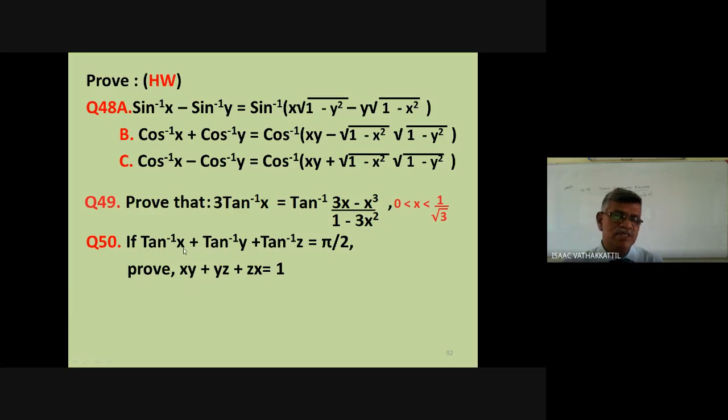What happens if a plus b plus c equal to pi by 2? When a plus b plus c equal to pi by 2, you get a plus b equal to pi by 2 minus c. Take tan of both sides. Tan of a plus b equal to tan of pi by 2 minus c. Tan of pi by 2 minus c is cot c. Cot c is 1 upon tan c. So tan of a plus b is tan a plus tan b upon 1 minus tan a tan b equal to 1 by tan c. Cross multiplying and simplifying, you get tan a tan b plus tan b tan c plus tan c tan a equal to 1, and replace tan a, tan b and tan c.